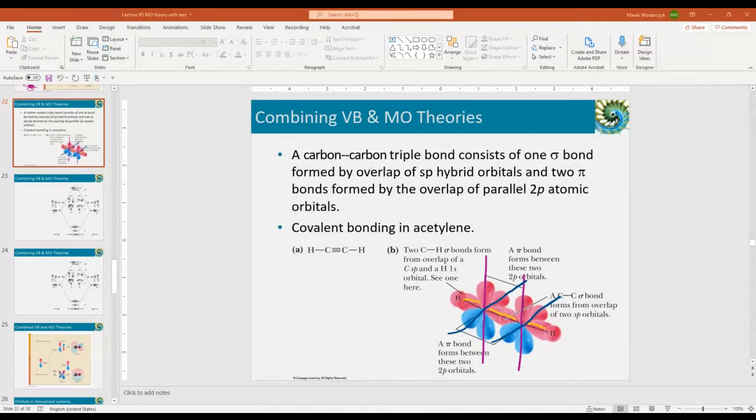So if you look at the diagram here, the sigma bond is formed by the interactions, in this case, of the sp orbitals along the x-axis. This is the one in yellow, and the bond formation is in the middle here. This is the carbon-carbon sigma bond. Also, there is a sigma bond between carbon and hydrogen. This is another yellow part here.